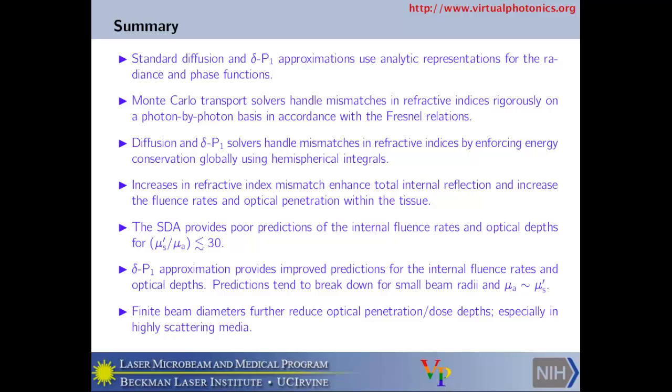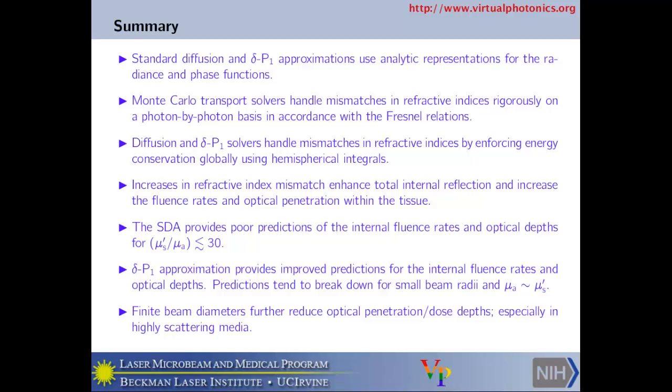One thing that also occurs when you use these analytic representations is that you're unable to represent the boundary conditions rigorously. So one thing I want to emphasize is that Monte Carlo transport solvers handle boundary conditions and refractive index mismatches rigorously on a photon by photon basis in accordance with the Fresnel relations, whereas these analytic solvers handle these mismatches by enforcing energy conservation globally using hemispherical integrals.